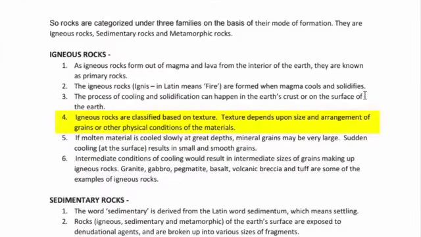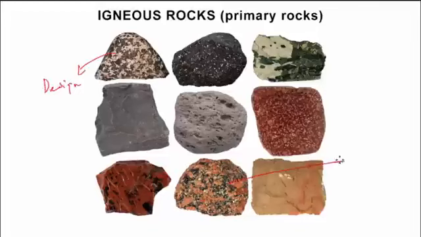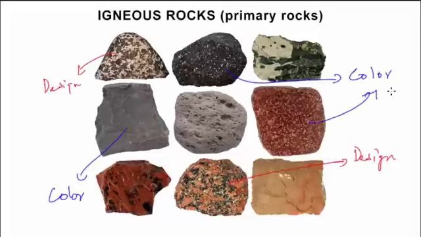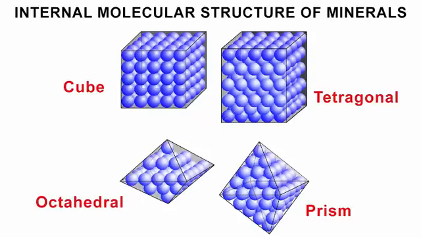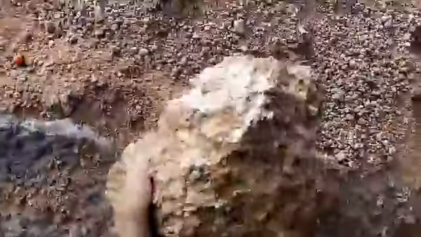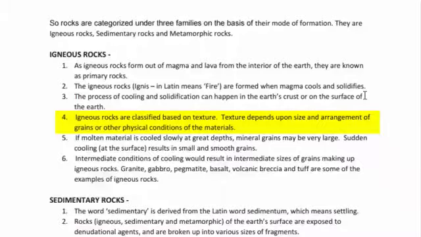Igneous rocks are classified based on texture. When we say texture, we mean something like this. Look at the color as well as design pattern. And this texture depends upon the size and arrangement of grains or other physical conditions of the materials. If you remember while reading about physical properties of minerals, there we read that the external shape depends upon the molecular arrangement of crystals within. So rocks are tiny soil debris packed together, and depending upon these debris, the color of the grains and overall external look will be dependent on it.